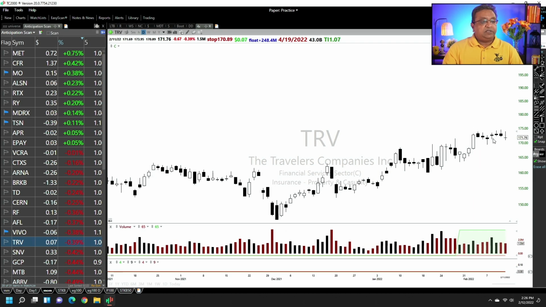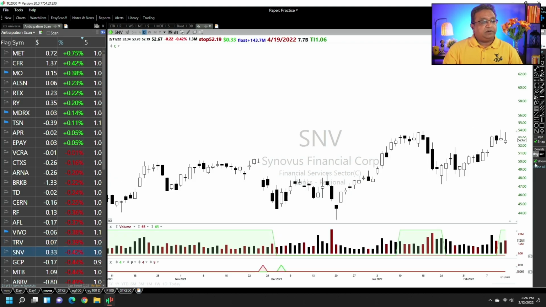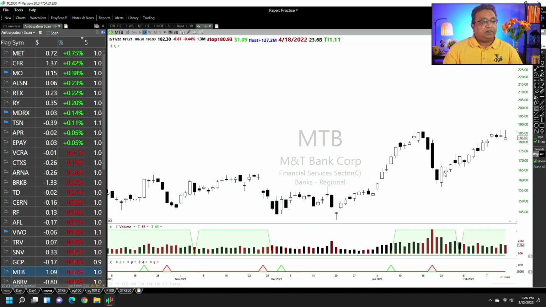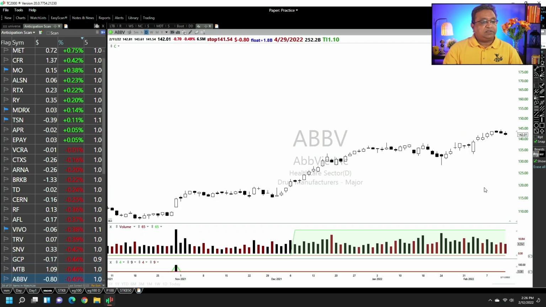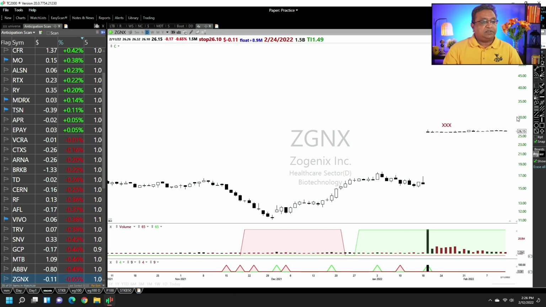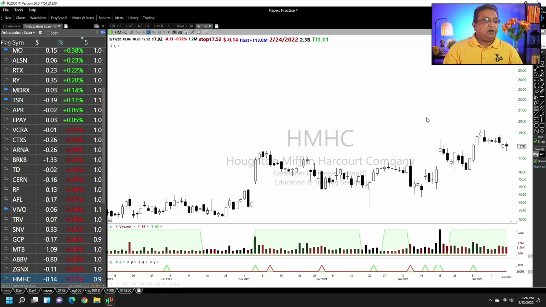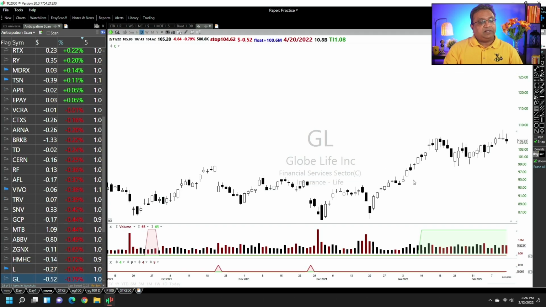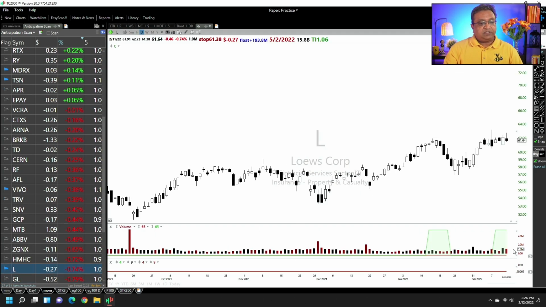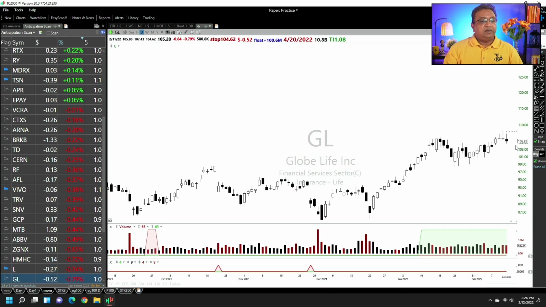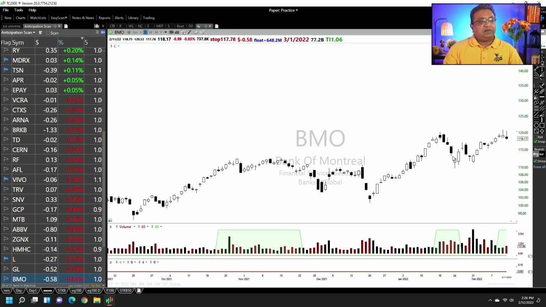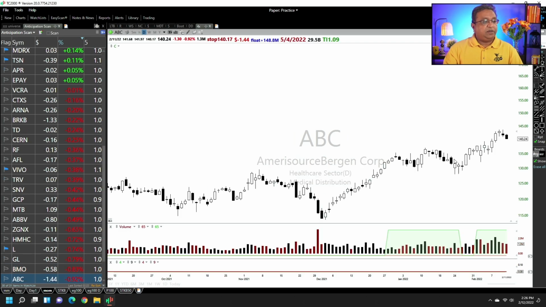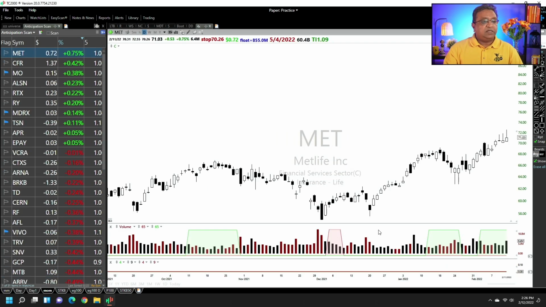Now Travelers, it is too choppy, so I'm not going to take it. So now this is a buyout. There is nothing here. This is like not much to do here. This is a buyout. You're going to find a lot of buyouts when you run a scan like this. This is too choppy. I don't like very choppy stocks. Lowe's is going sideways here, might break out. So that is another candidate. But the volume was high on these 2 days, so that's a negative on that. And then you have GL, Globe Life, and you have Bank of Montreal, ABC, they are not good candidates.